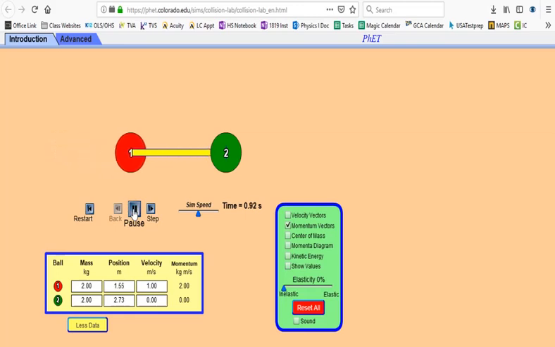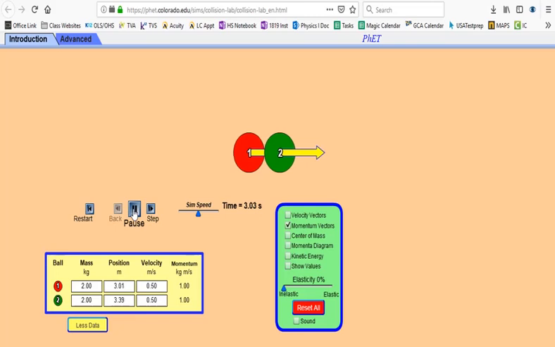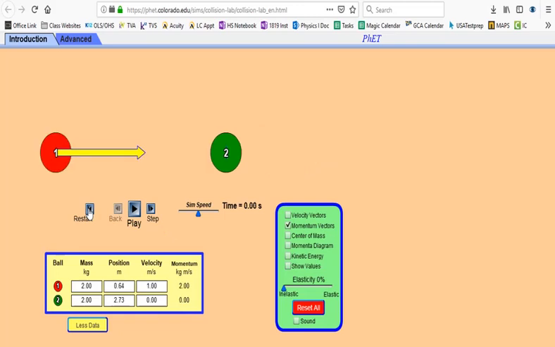Well, it's inelastic, so they're going to stick and go together. 2 times 0.5 is 1. 2 times 0.5 is 1. 1 plus 1 is 2. 2 kilogram meters per second before, 2 kilogram meters per second afterwards. All right, let's make them different masses.